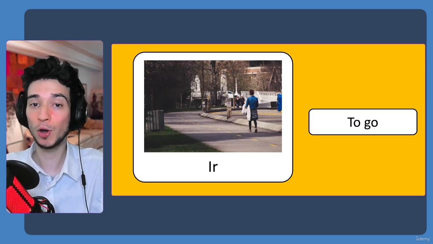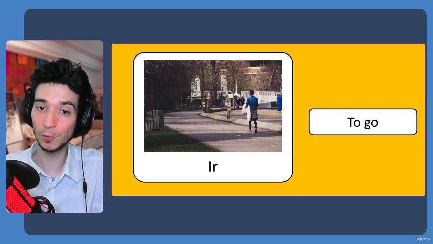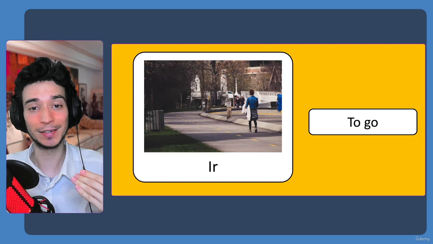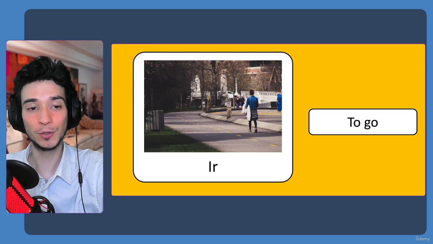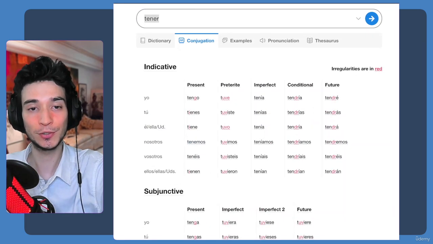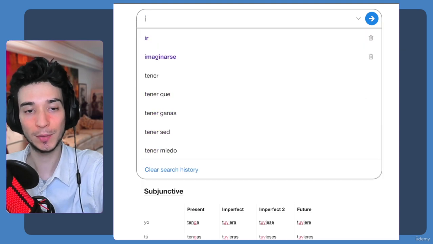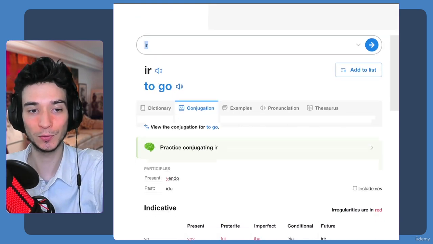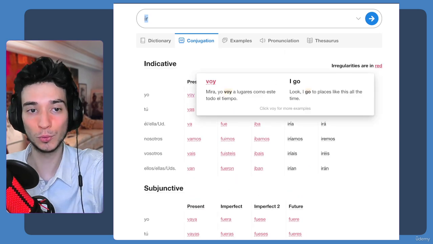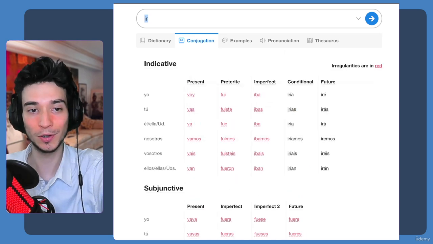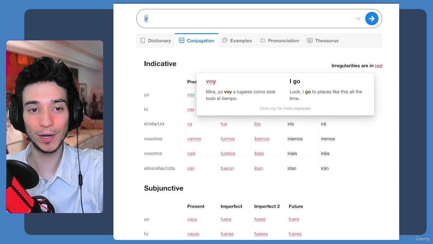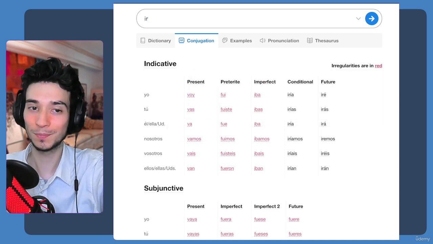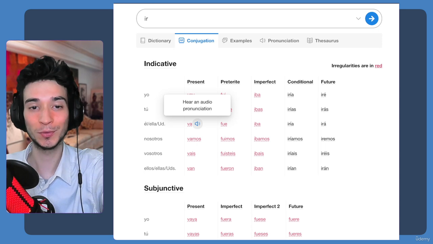And you can also use some other verbs. For example, ir, which means to go. If you just go to the conjugator, you can basically just play around with it. You can just type ir. You can also type them in English and then click on the translation for Spanish. And there you go, yo voy, tú vas, and all of the conjugations. You can also click here on the right side and you can hear the pronunciation. Vamos. So yeah, this is quite helpful too.